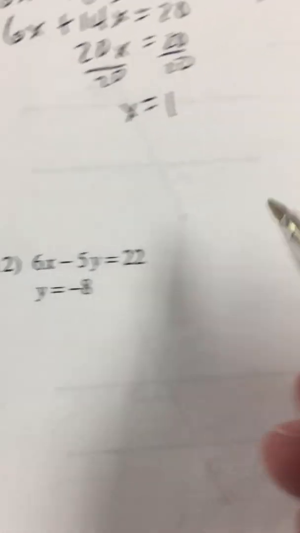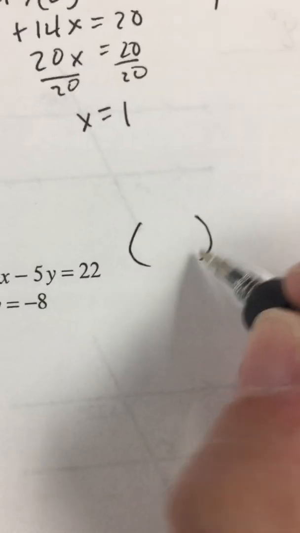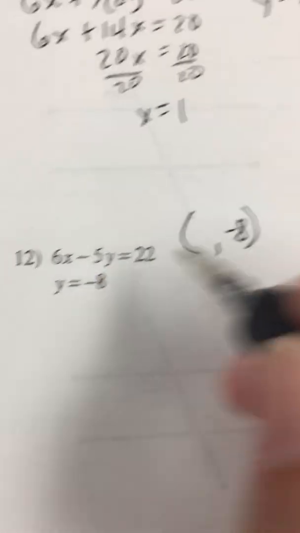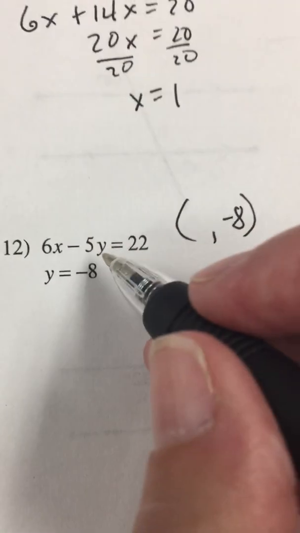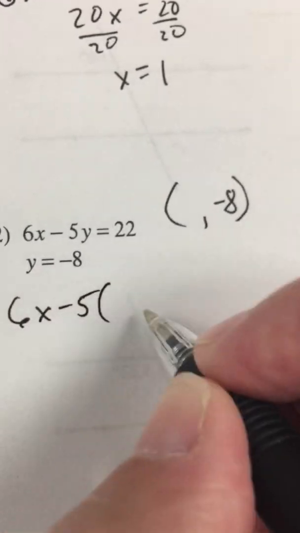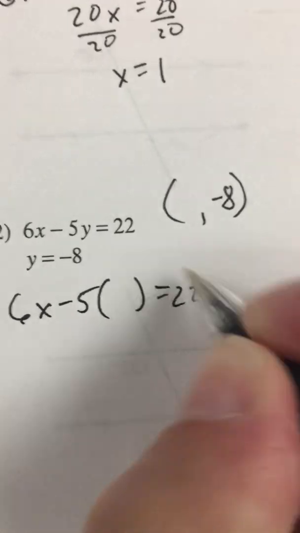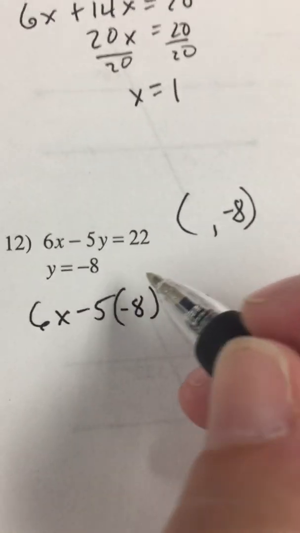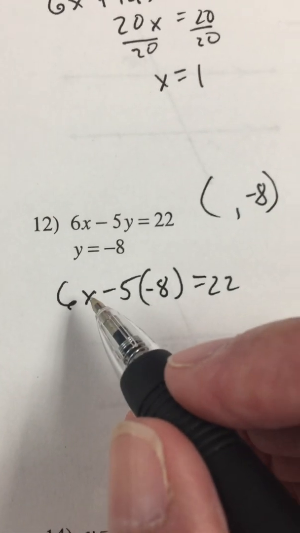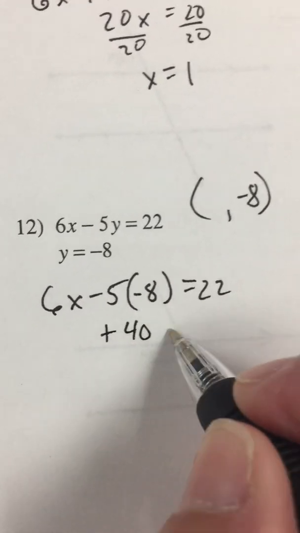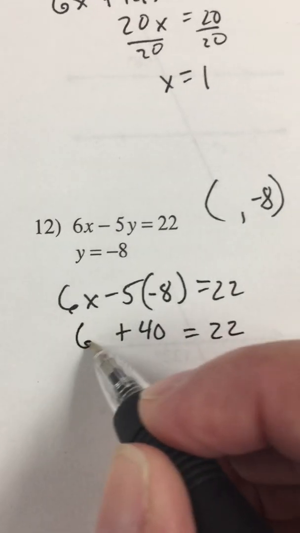Again, y is negative 8. So guess what? In this equation, y's are always going to be negative 8. So the negative 8 is going to have to be the y number. If we wanted to, let's plug in negative 8 where the y is and see what x is. 6x minus 5, and here's my y, equals 22. So I know y is negative 8. That's what I'm plugging in for the y. So simplify. That's going to be positive 40 equals 22, and I still have the 6x sitting in front.